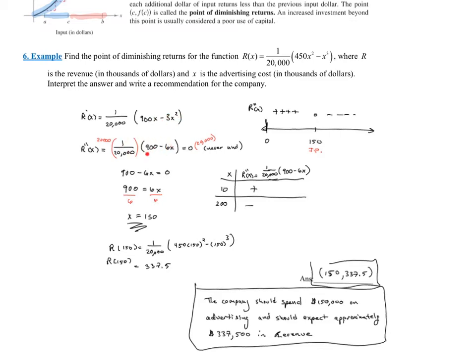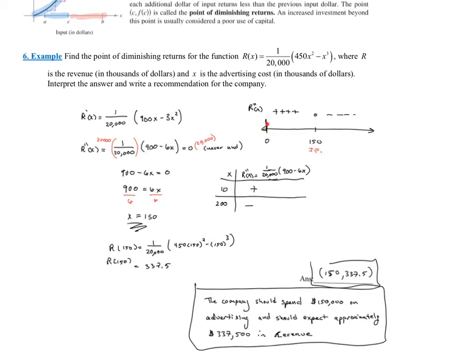I need to set this equal to 0 or undefined. Well, I can set it equal to 0, but it is never undefined because it is a polynomial function. So solving this equation where it's equal to 0, I'm going to multiply both sides by 20,000 to get rid of the 1 over 20,000. I'm left with 900 minus 6x equals 0. I'm going to add 6x to both sides. I have 900 equals 6x. Divide both sides by 6, and I end up with x equals 150. Again, this is a possible inflection point because it's where the second derivative is equal to 0.